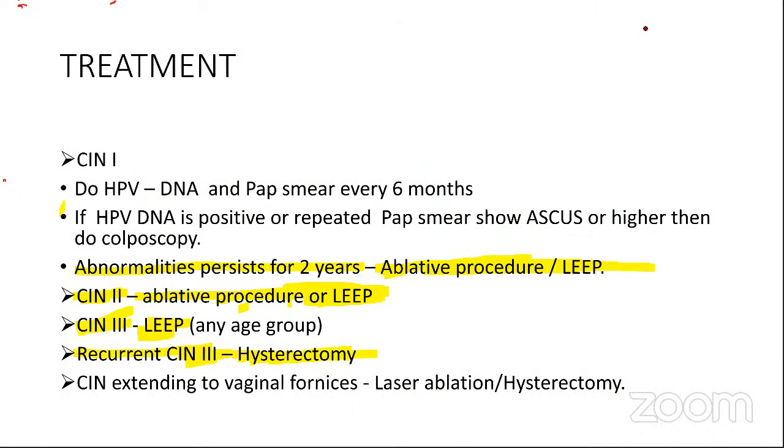So today we saw mainly CIN and germ cell ovarian tumors. CIN1, if abnormalities persist for 2 years, go for an ablative procedure or LEEP. CIN2, ablative procedure or LEEP. CIN3, LEEP. Recurrent CIN3, hysterectomy. CIN extending to the vaginal fornices, laser ablation or hysterectomy.